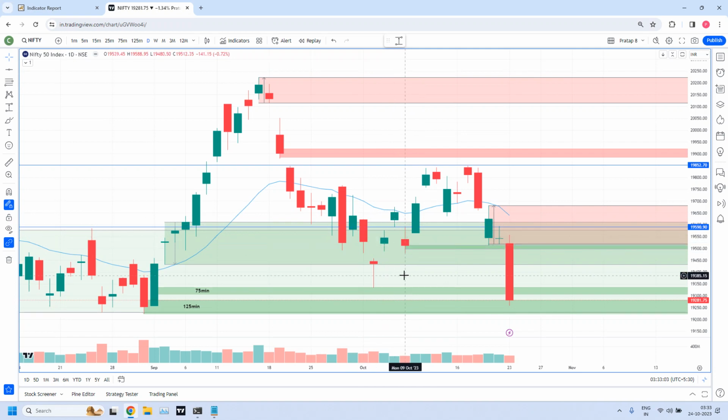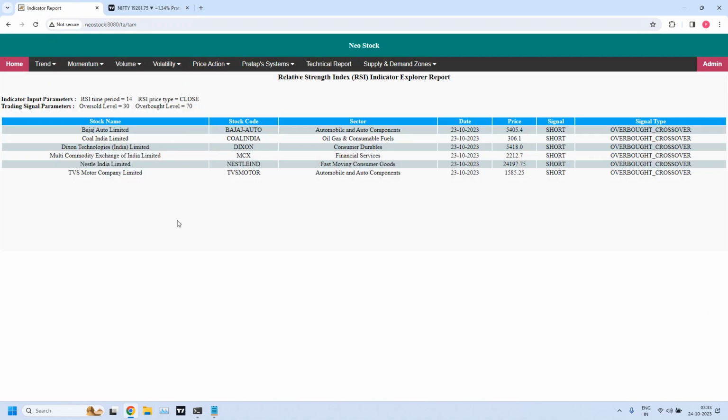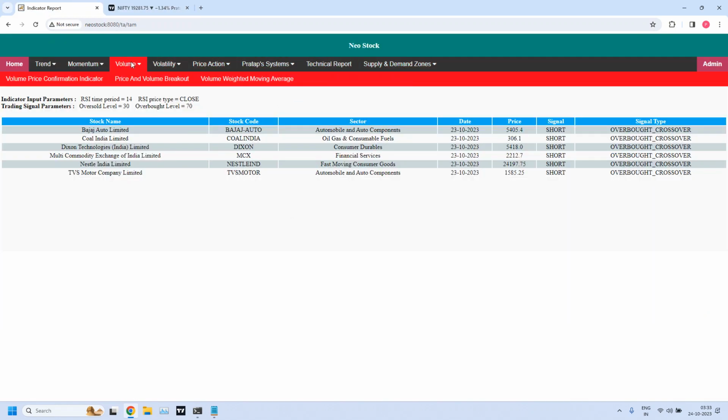I did huge research on the indicators. Finally, I realized indicators should not be used for buying and selling. Their purpose is something different. But we are generating buy signals and sell signals. I developed so many things in the system. Look here, I'll show you.